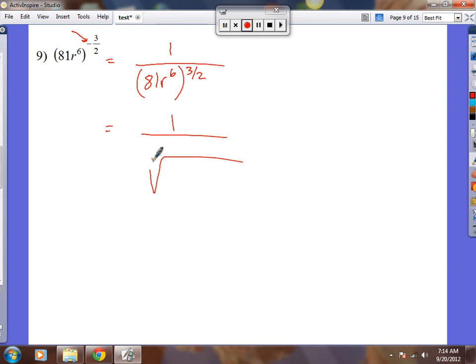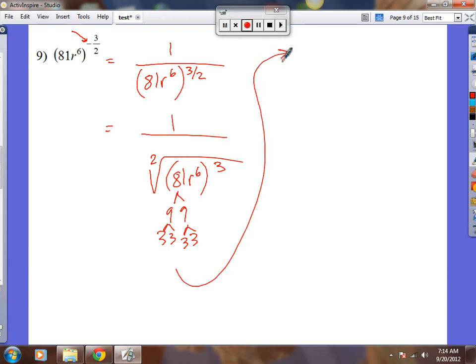That 2 is going to go right here, and the 3 is going to be the exponent of 81 r to the 6th in parentheses. Okay, let's break up 81: 9 and 9, 3 and 3, 3 and 3.